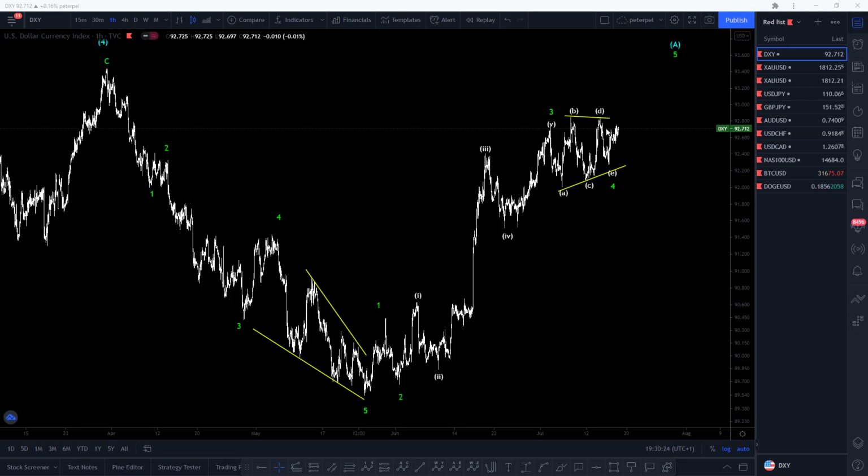Then we are going to expect a move down for wave B. So now that we've seen what we are expecting from the dollar index, let's go to the majors and gold and see how we are going to use this knowledge also to trade them.